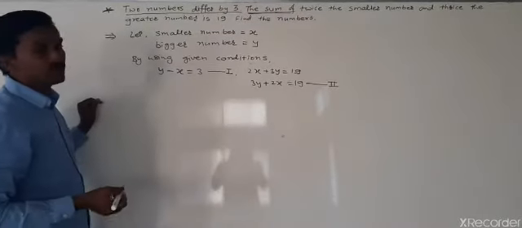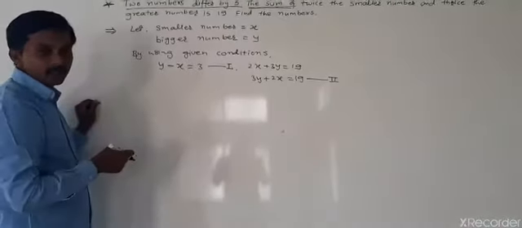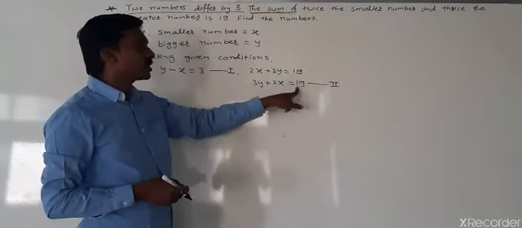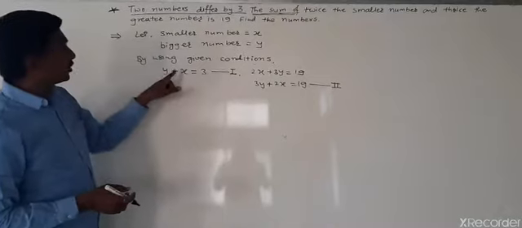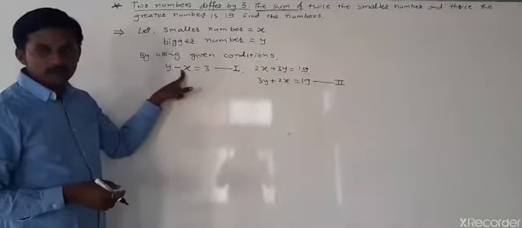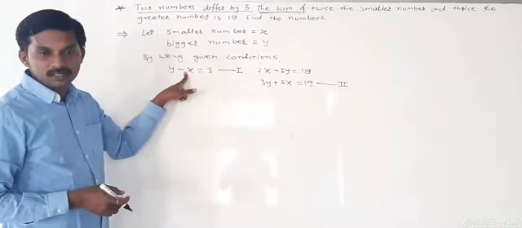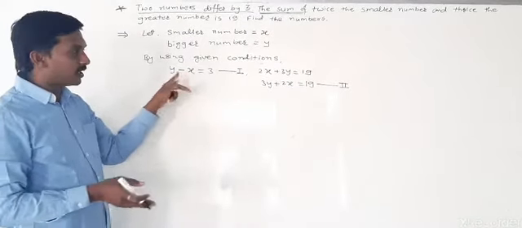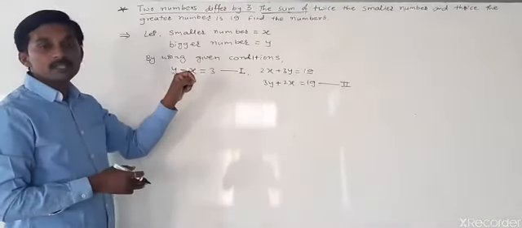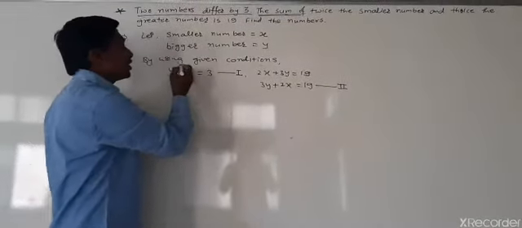Now we have to simplify the pair of linear equations in two variables which we get. The first equation is y minus x is equal to 3, and the second equation is 3y plus 2x is equal to 19. This is the elimination method, elimination by equating coefficients. First we have to equate the coefficients of one of the variables, and here we decide to make the coefficients of x equal.